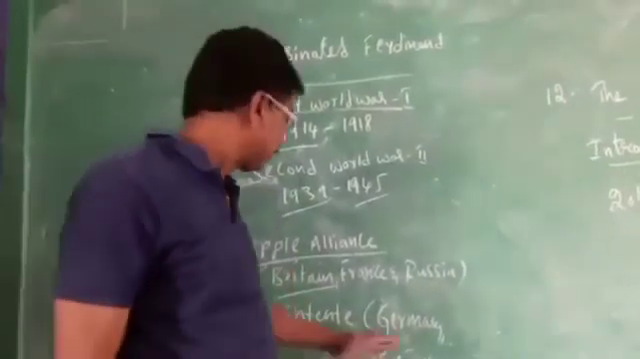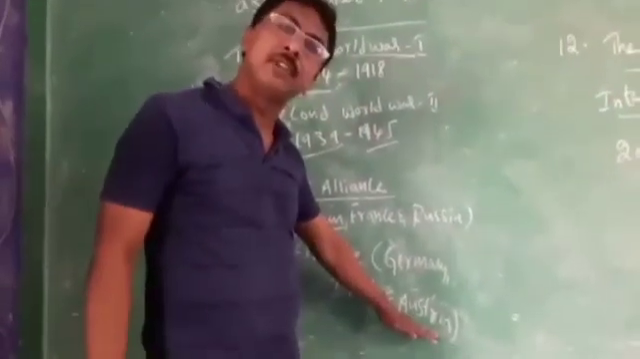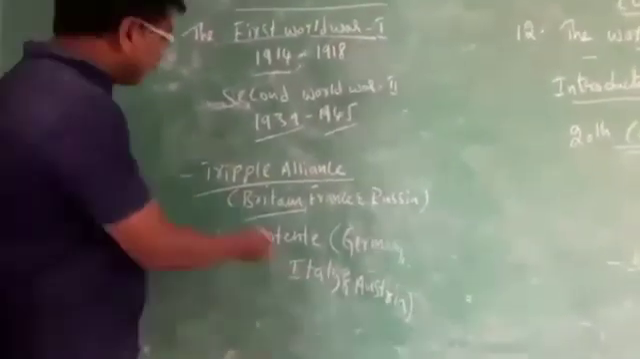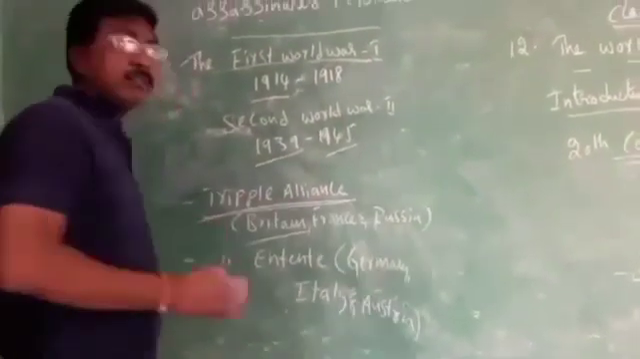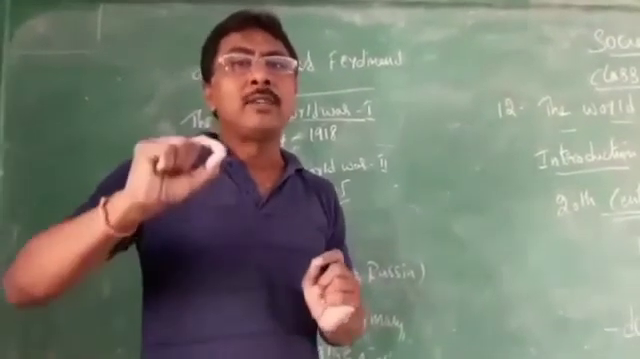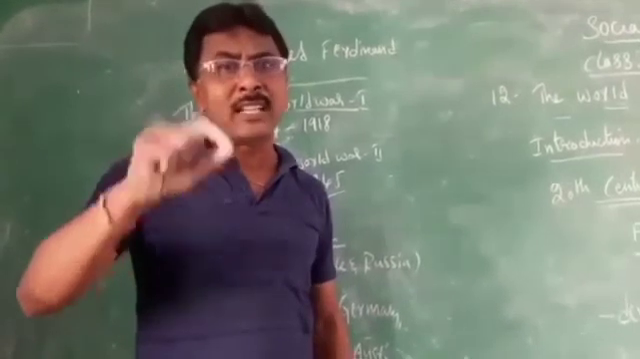We can call it also Germany, Italy, Austria. These three are the triple entity. They form, you see, what are called the triple alliance countries. They'll ask you, what are the triple alliance countries?